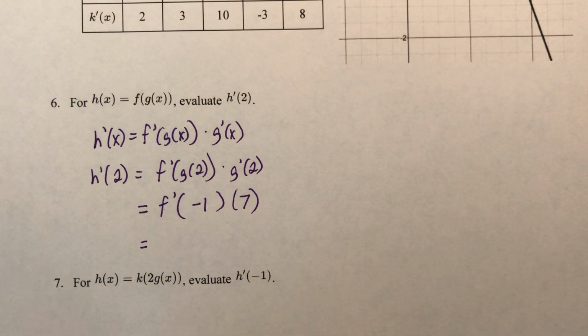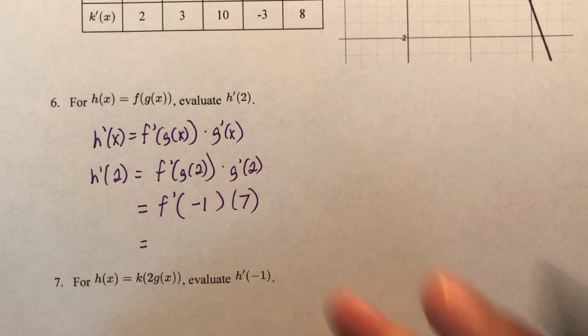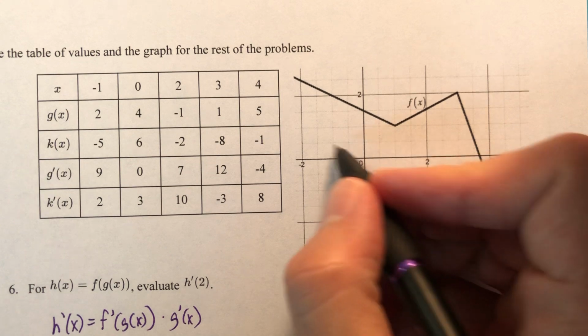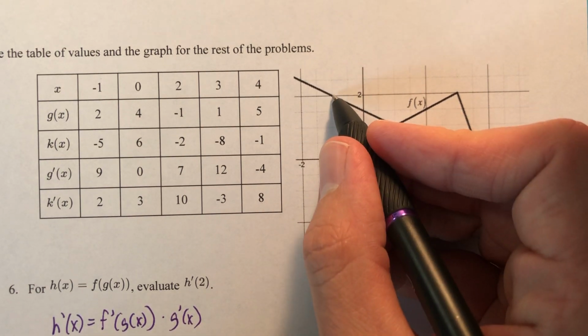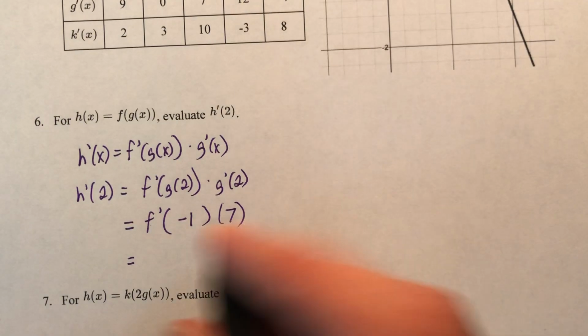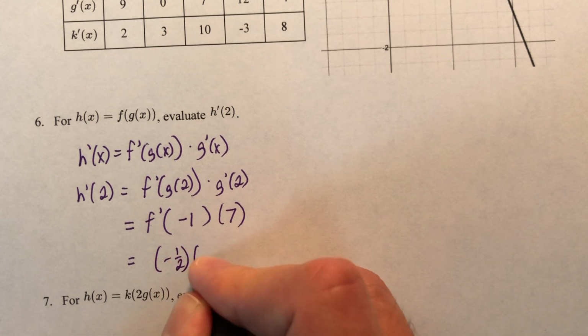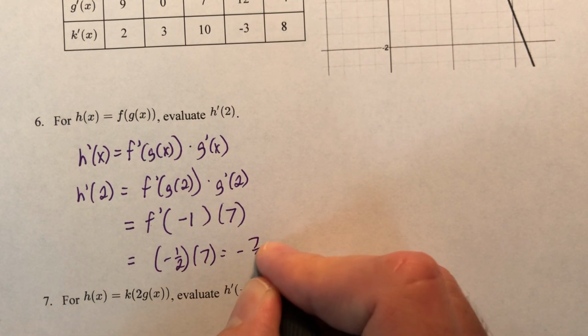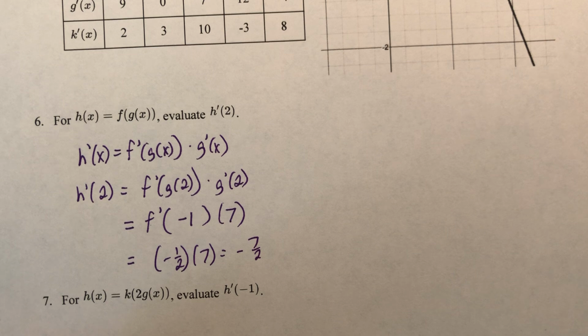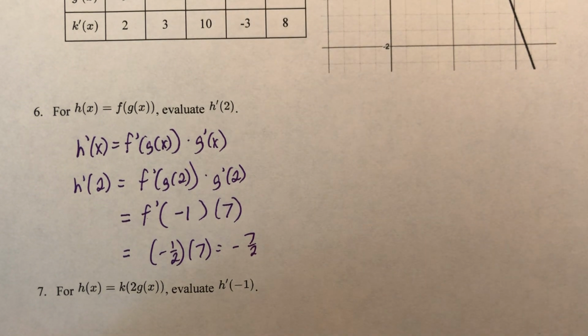In other words, I need to know the slope of f at negative 1. The slope of f at negative 1 is, well, the slope of this line, which would be negative 1/2. So I have negative 1/2, and I multiply by 7, and I get negative 7/2. There we go. Isn't that lovely? I like it too. Lucky us.